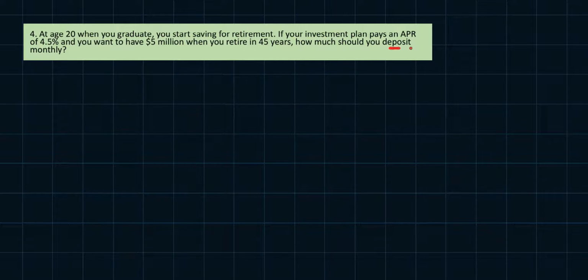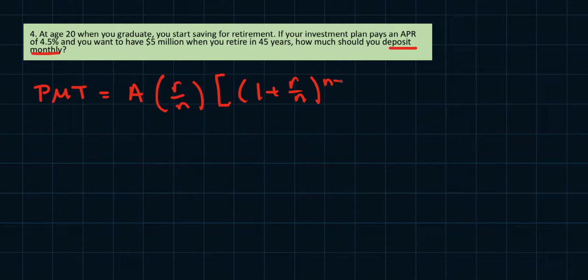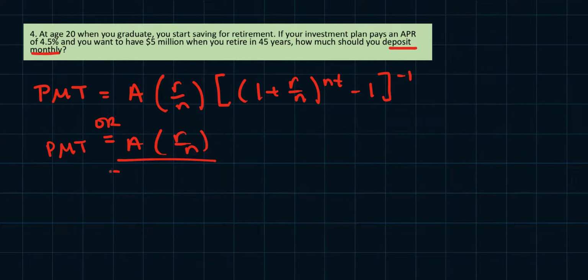Okay, deposit monthly. That means we need a payment plan and we need to solve for payment. So let's write the payment formula. You pick the one you like. I think I like the bottom one better, so that's what I'm going to use.